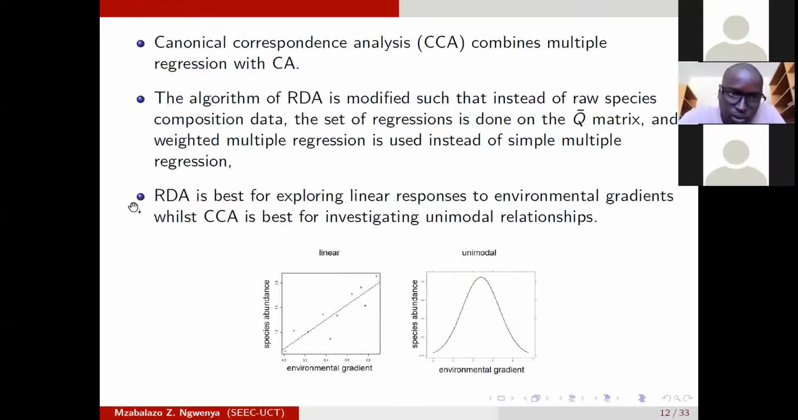Lastly, we note these two methods, RDA and CCA, are best used for different settings. RDA is best used for exploring linear responses to environmental gradients, whilst CCA is best for investigating unimodal relationships. I've put a graphic at the bottom to explain what a linear and a unimodal relationship is. A linear environmental gradient is where you'd expect a linear relationship between your variables and your abundances.